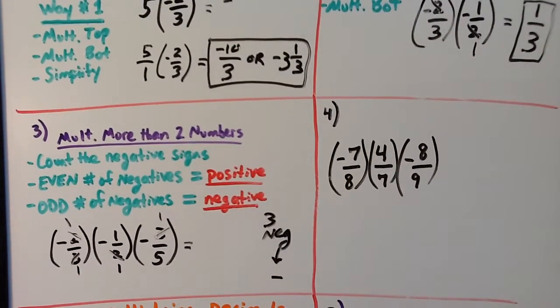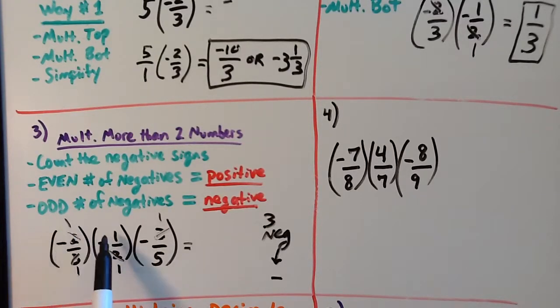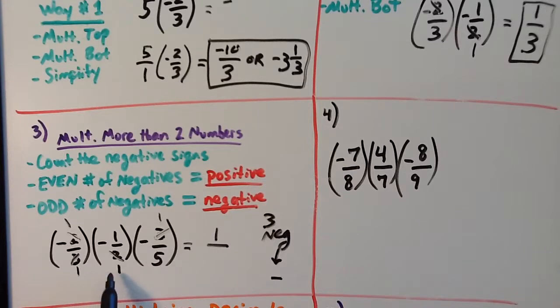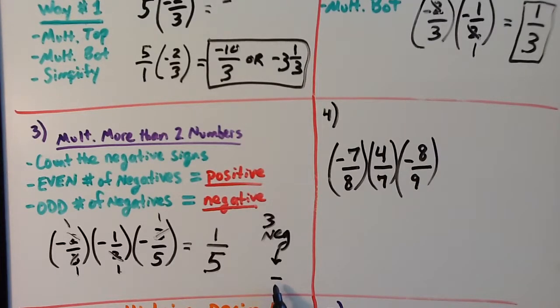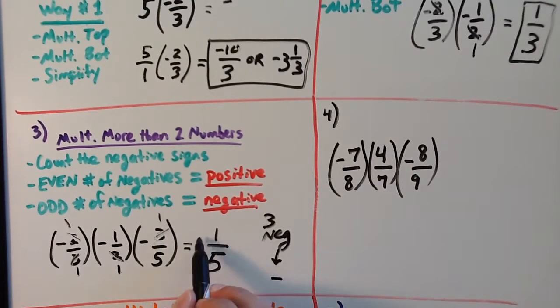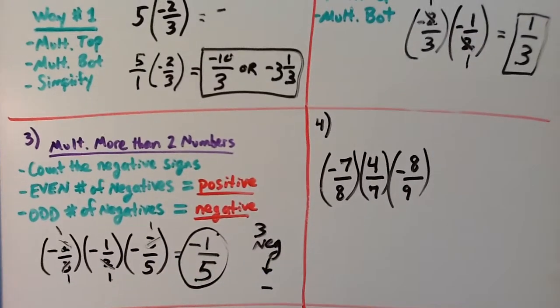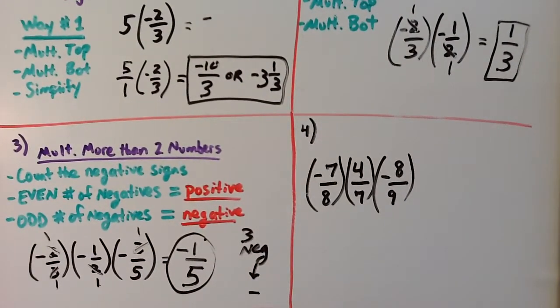Now that I've cross simplified, let's multiply the top numbers. I have 1 times 1 times 1, so of course that is 1. And on the bottom I have 1 times 5, which is 5. Now remember, I said my answer should be negative because I'm multiplying 3 negative numbers. So my answer is negative 1/5. Negative 1/5. Number 4, I have negative 7/8 times 4/7 times negative 8/9.